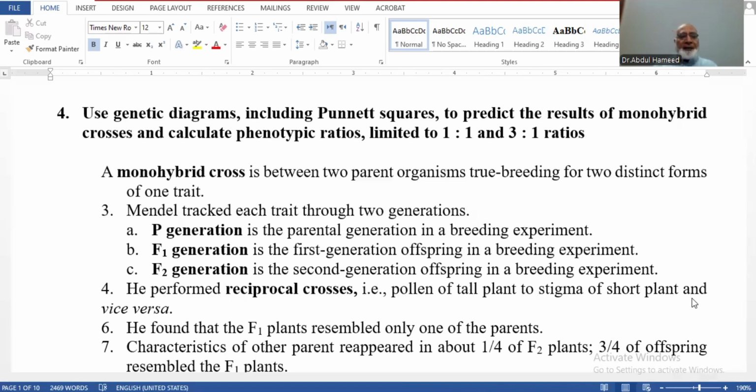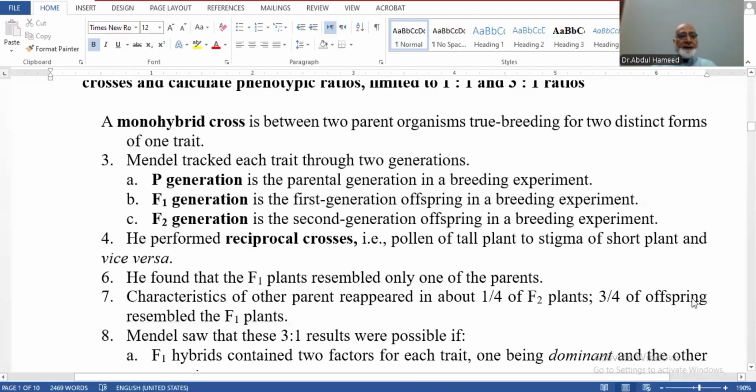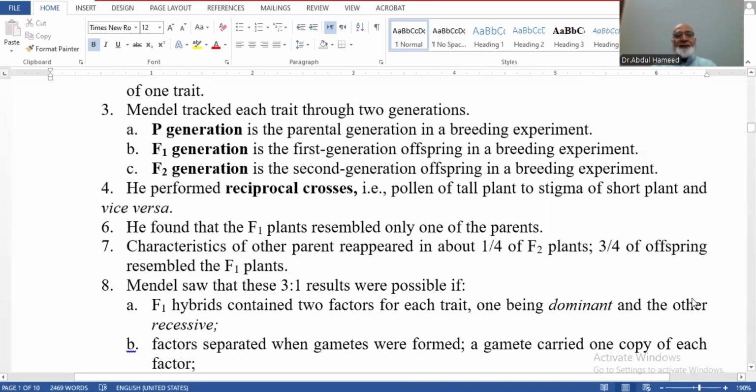Mendel performed reciprocal crosses, that is, pollen of tall plant to stigma of short plant, and vice versa. If the character is present on autosome, then there will be no different effect. He found that F1 plants resemble only one of the parents, meaning the dominant one. The characteristic of the other parent reappeared in about 1/4 of F2 plants, but 3/4 of offspring resemble the F1 plants, which was hybrid and showing the dominant character.